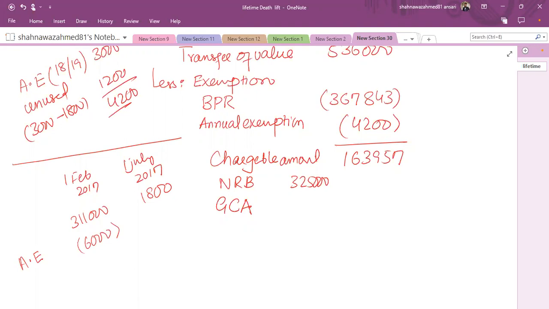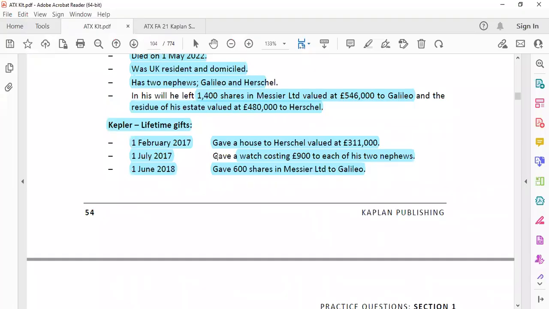And the annual exemption of the current year is 1,800, because this is available only. So it's 3,05,000, and it is zero. Now look back 7 years, and in the look back 7 years, how many gifts do we have? From 1st June 2018, if you look back 7 years, we have a watch and gifts to nephews. So we have two potentially exempt transfers, and these are taxable.